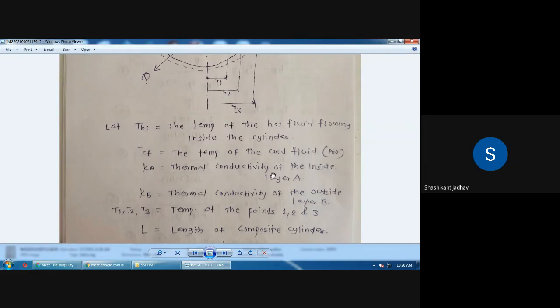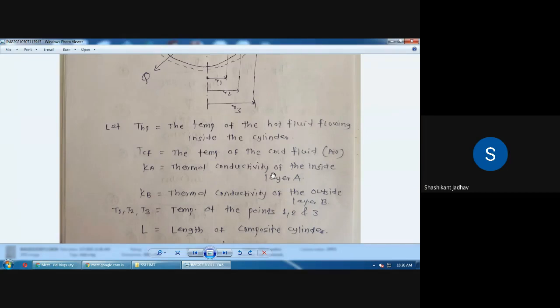So write down. First, THF. What is the meaning of THF? The temperature of the hot fluid flowing inside the cylinder. म्हणजे जे काय आपला इनसाइड सेक्शन असणार आहे त्याच्यामध्ये काय असणार आहे? हॉट फ्लुइड फ्लो होणार आहे. Temperature of the hot fluid flowing inside the cylinder.